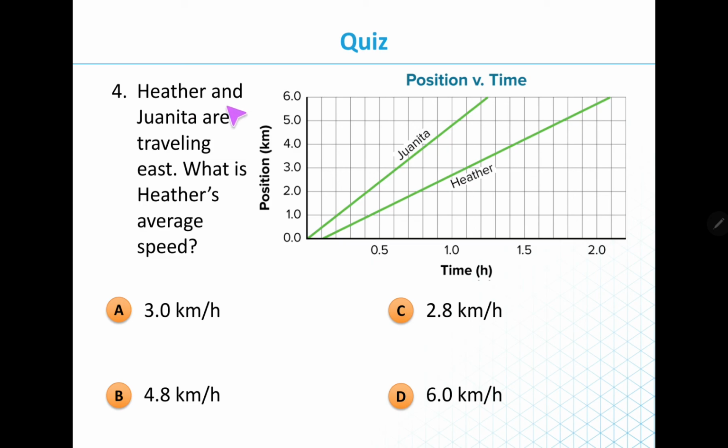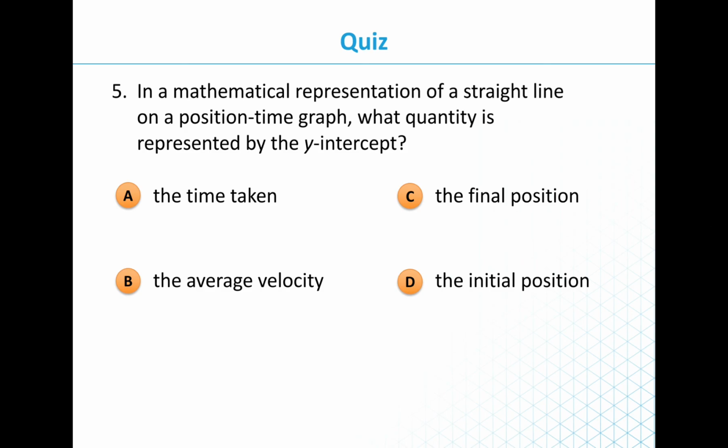Question number 4. Heather and Juanita are traveling east. What is Heather's average speed? From this position time graph, I need you to calculate Heather's average speed. The last question in this lesson is, in a mathematical representation of a straight line on a position time graph, what quantity is represented by the y-intercept? Which one is the correct one?